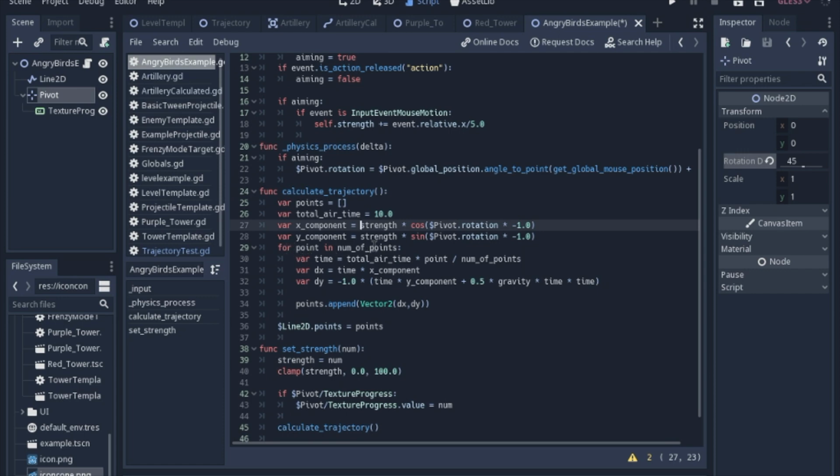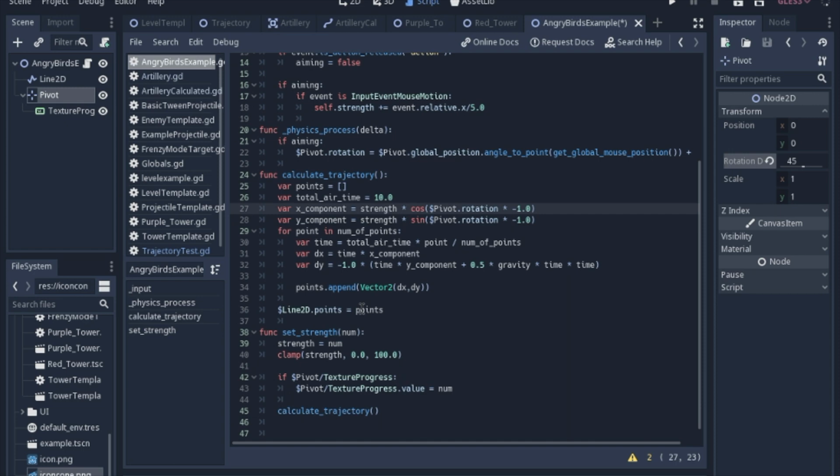So for point in number of points, and I just picked 50 because it made a nice little arc, we're going to have the time. So this is going to be the current time of this point that we're doing. We're going to have that be the total airtime times the point. So what this number is, is just going to be any number between 0 and 49 divided by the number of points. So in simpler terms, this part right here gives us a number between 0 and 1, and we're going to multiply that by the total airtime so we know how far we are through that total airtime. So if it's 0, we're at the beginning, or if it's 1, we will be at the end of that airtime.